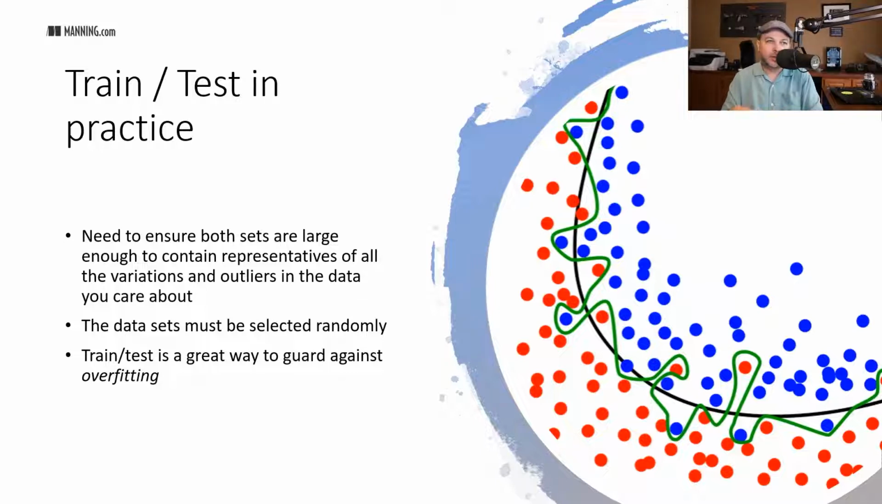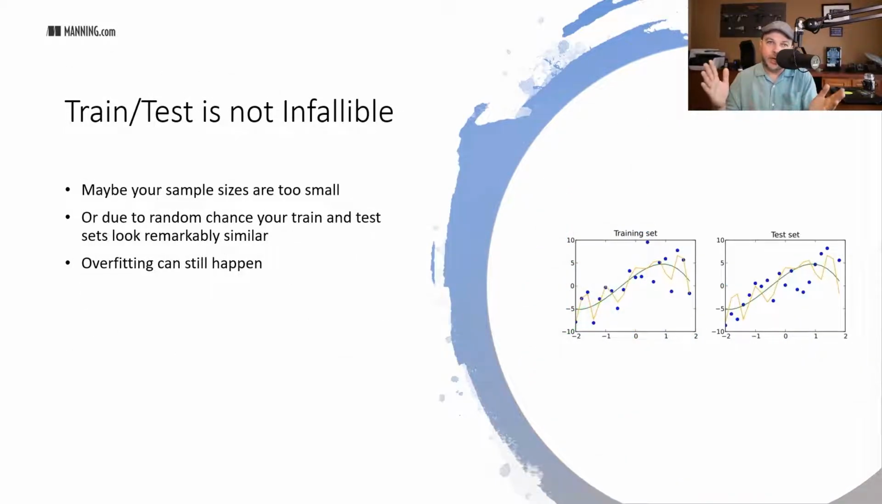So train test kind of addresses that because by testing this model against data that it's never seen before, an overfitted model would not do well on that. It doesn't generalize, like we said, to data that's never seen before. So by reserving that test data, we make sure that we're measuring how well this model does on data that's never seen before. And so that will penalize it for overfitting. However, train test is not perfect either.